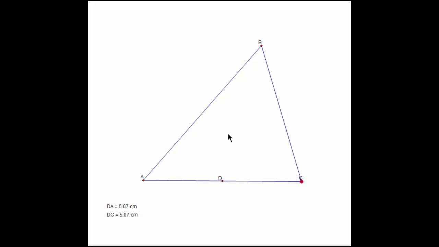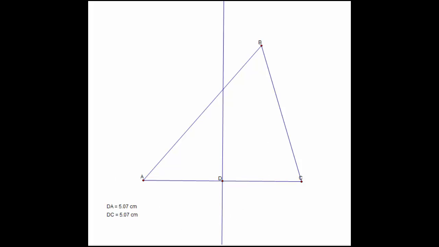Now we need to draw a perpendicular line through that point and that line segment. So it goes through AC at point D. So let me go ahead and draw a perpendicular line.